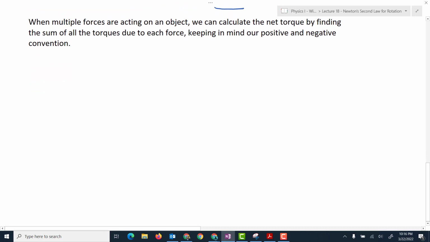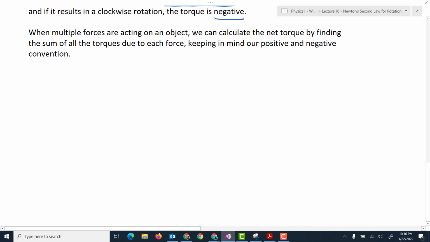Okay, when multiple forces are acting on an object, we can find the net torque acting on it by finding the sum of all the torques due to each force. But we need to keep in mind our positive and negative convention. Sorry, I don't know if I mixed that up. It gets pretty confusing here. Okay, so counterclockwise is positive, clockwise is negative.